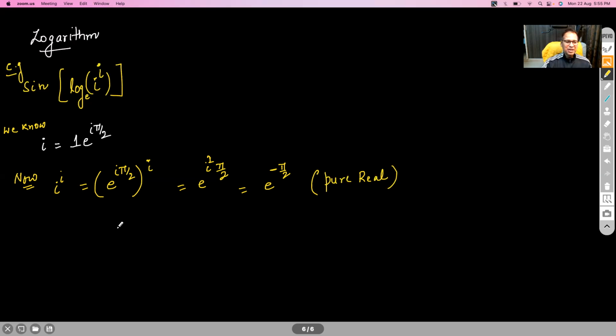Anyways, let's move ahead with the question. The question is asking me to find sine of log of i to the power i. So let's find out log of i to the power i to the base e. For that, I will replace i to the power i with e to the power minus pi by 2.